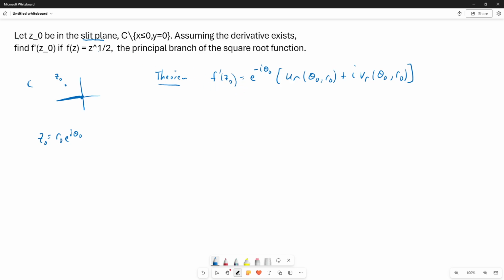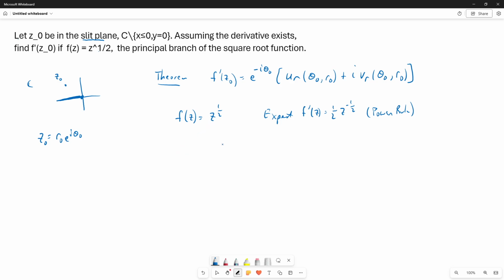Okay, so again our function is the square root of z. So f of z is equal to z to the 1/2. We expect f prime of z to be 1/2 z to the minus 1/2 if the power rule is going to hold, as it does for real variables. So let's see what happens. We need u sub r and v sub r. So we have to write our function in polar form.